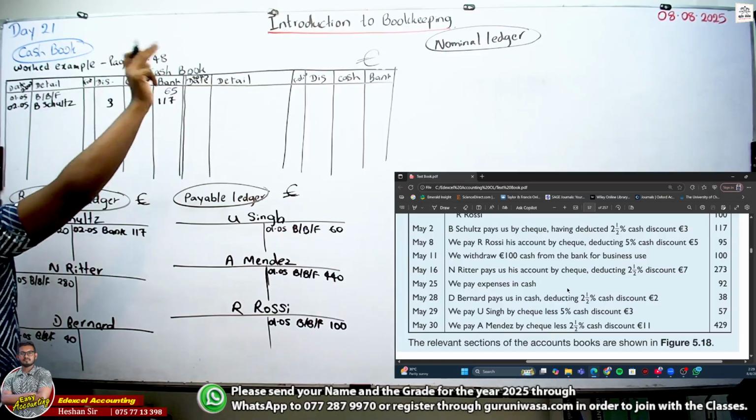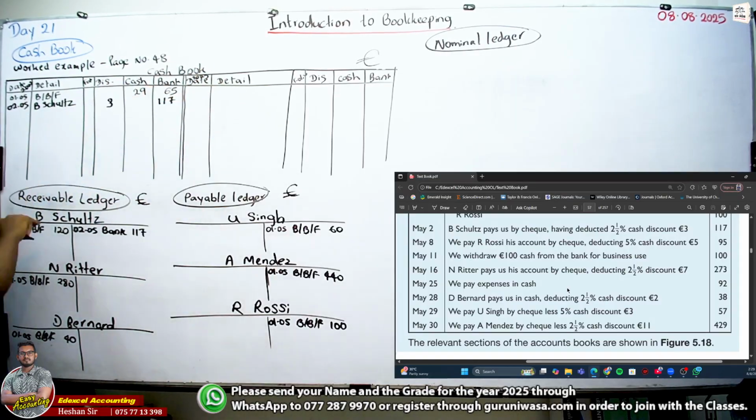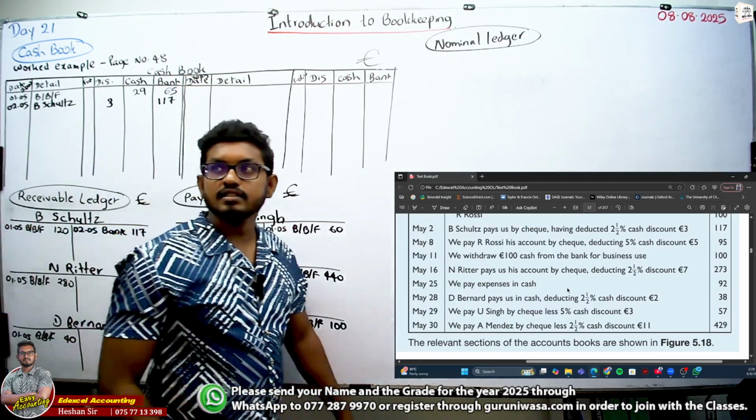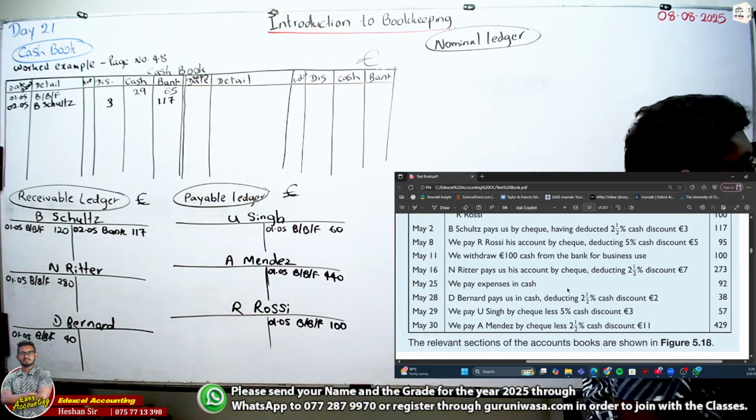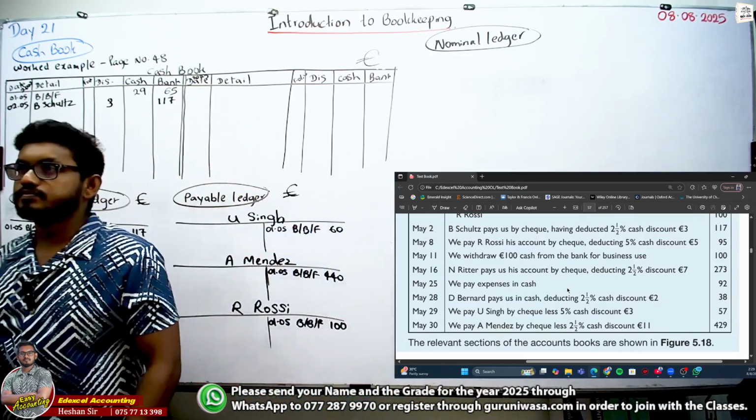We need to debit the discount allowed account, and we credit here. We do it at the end of the month. Till then we keep it like that; discount entries are recorded at the end of the month.